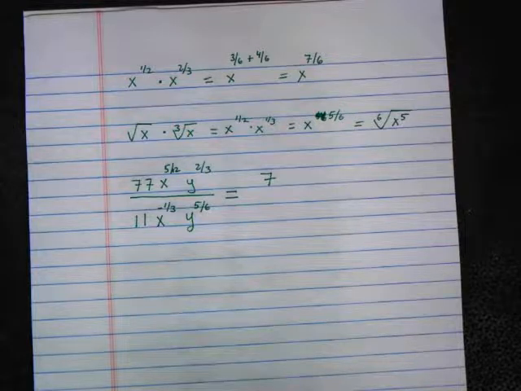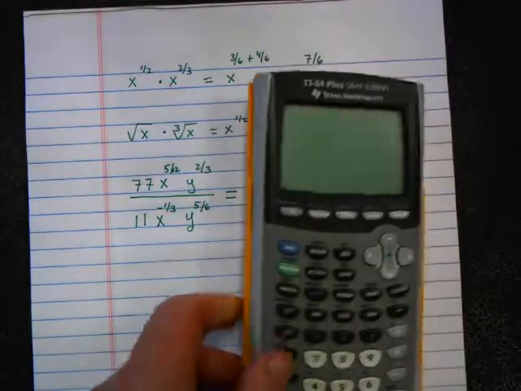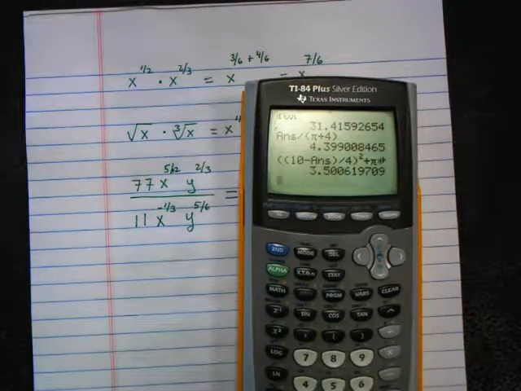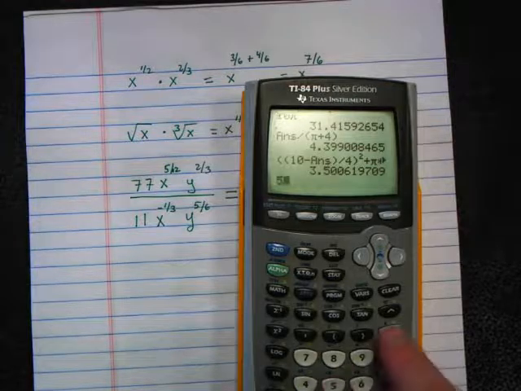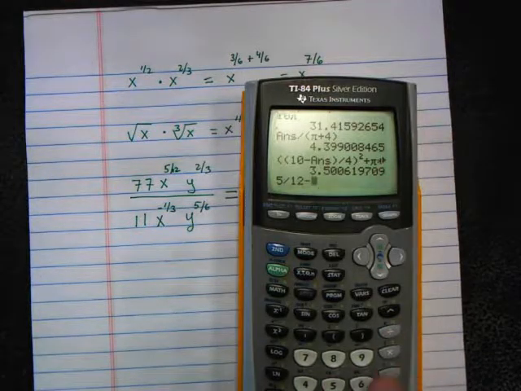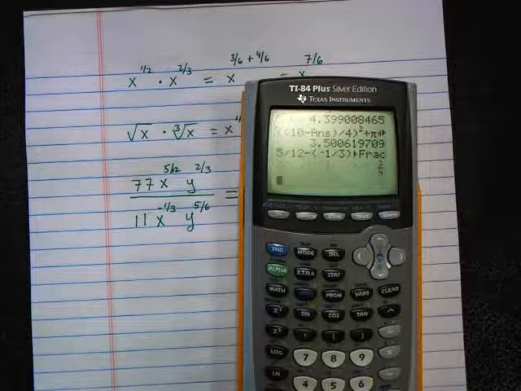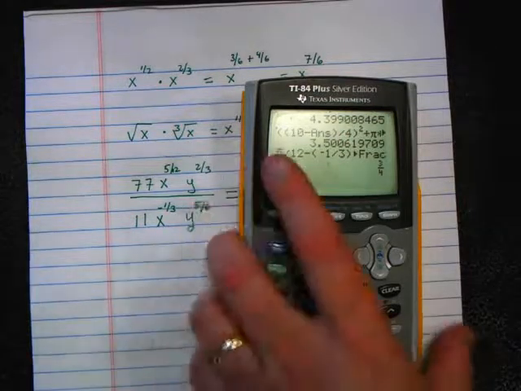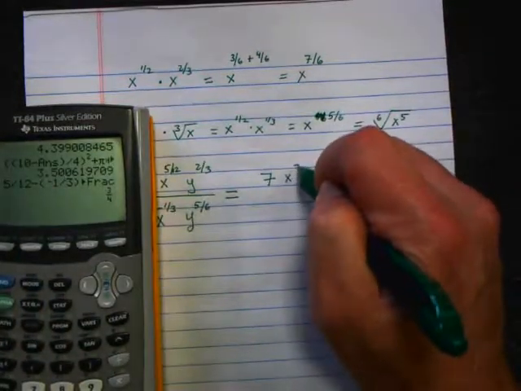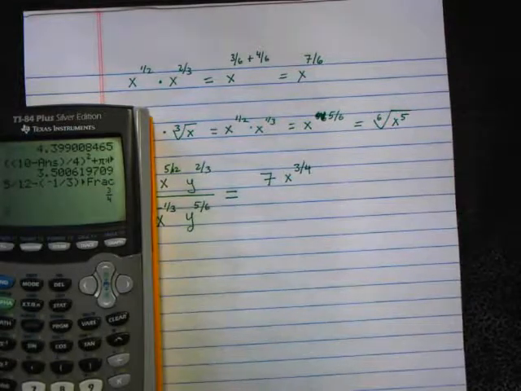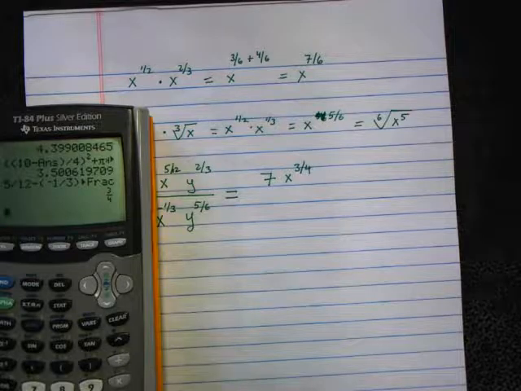When you have one on top and one on bottom, what do you do with the powers? You subtract them. So while fractions are a pain in the neck, of course we have calculators. There's nothing preventing me from doing 5/12 minus negative 1/3. That gives x to the 3/4. So while these fractions can be a pain in the neck, you're allowed to use your calculator to deal with them. I don't expect you to add, subtract, multiply, and divide a bunch of fractions by hand. Use your calculator.